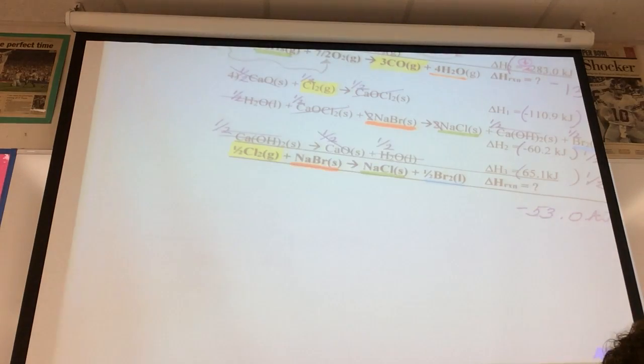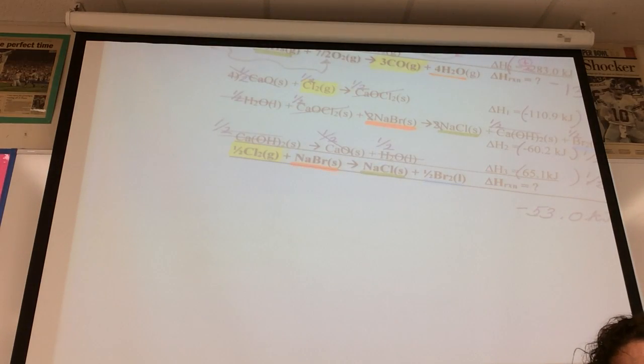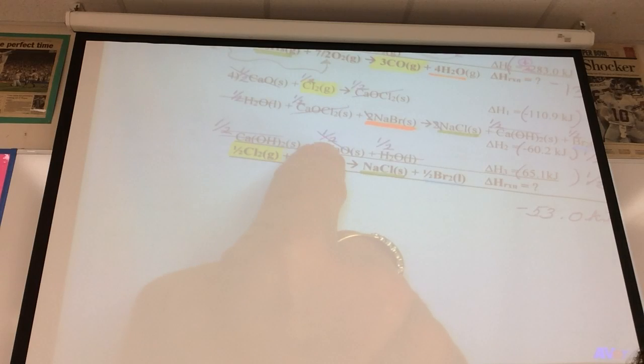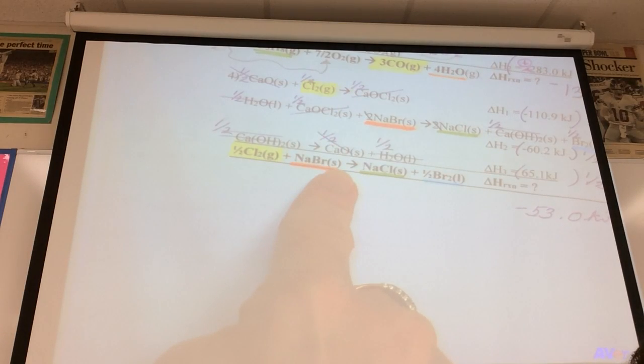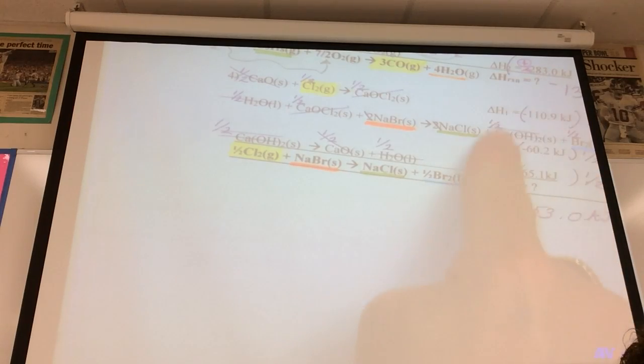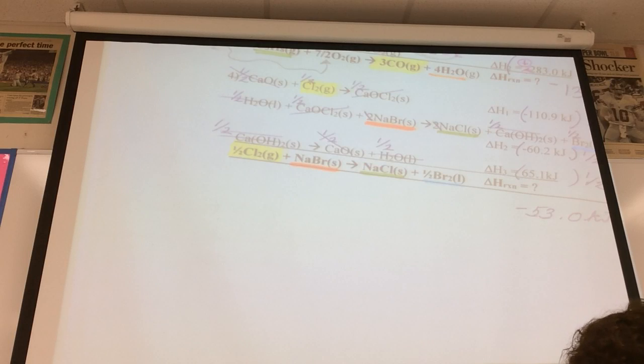Like I said, I usually don't play with halves and thirds and all that. I think it's very, very tricky. But Hess's law says that if the sum of the reactions is equal to the net, then the delta H of the reaction is equal to the sum of the delta H's. Does that make sense? This is known as Hess's law.